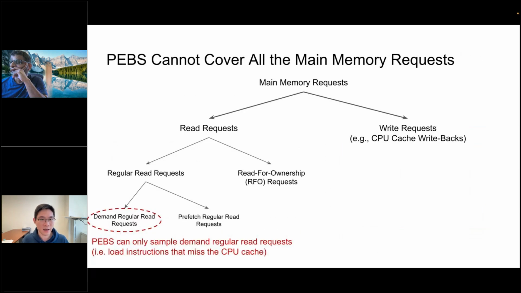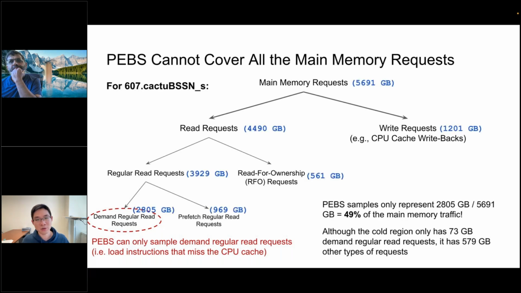As I mentioned before, there are many different types of main memory requests. We have read requests and write requests. Write requests are mainly because of CPU cache write back, or they can be because of non-temporal store. Even if you just look at read requests, we have regular read requests and read for ownership requests. Within the regular read requests, we have demand regular read requests that are triggered by load instructions, and we also have some prefetch regular read requests. And PEBS can actually only sample the demand regular read requests.